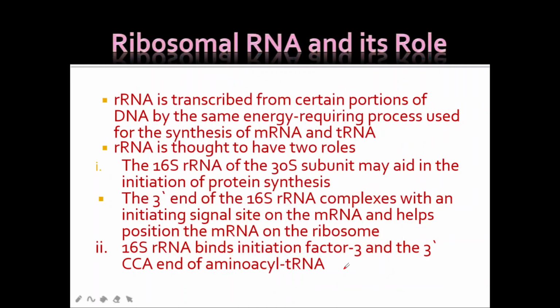Now, ribosomal RNA and its role. rRNA is transcribed from a certain portion of DNA by the same energy-requiring process used for the synthesis of mRNA and tRNA. rRNA is thought to have two roles. The 16S rRNA of the 30S subunit may aid in the initiation of protein synthesis. When the most important function, that is protein synthesis, occurs, this 16S rRNA present in the 30S, the smaller subunit of the ribosome, helps in protein synthesis. The 3' end of the 16S rRNA complexes with an initiation signal site on the mRNA.